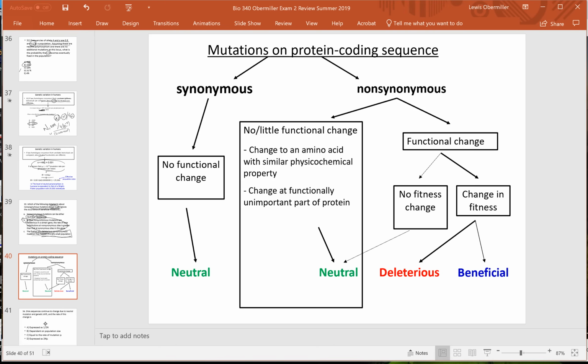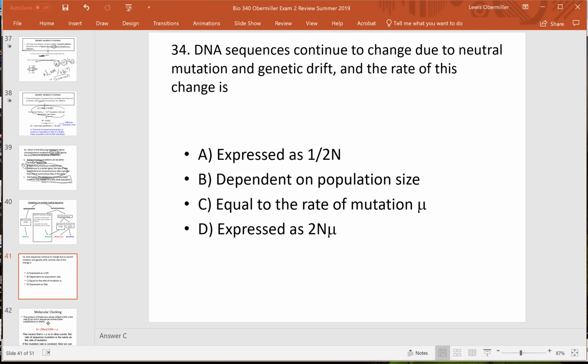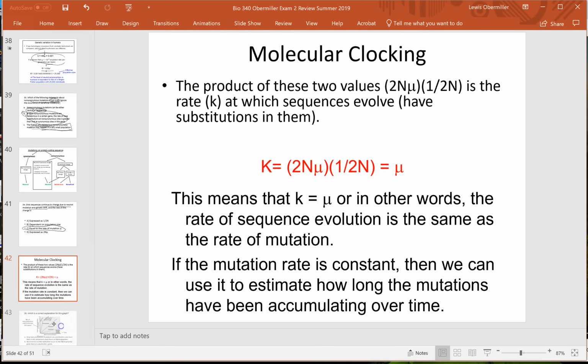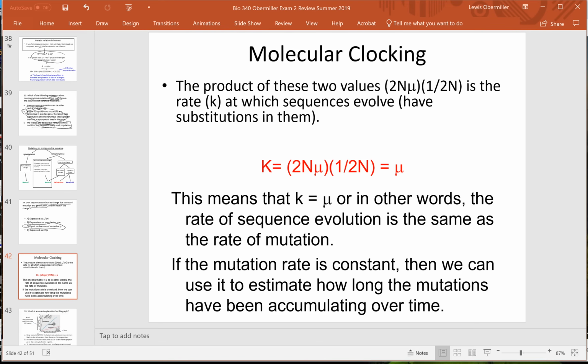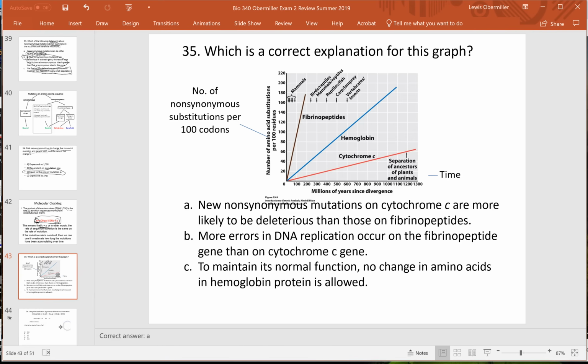And that just talks about it. DNA sequences continue to change due to neutral mutation and genetic drift. The rate of change, remember we talked, it's equal to the rate of the mutation, which is mu. This is the molecular, this is just showing you the mutation rate is equal to the heterozygosity value.